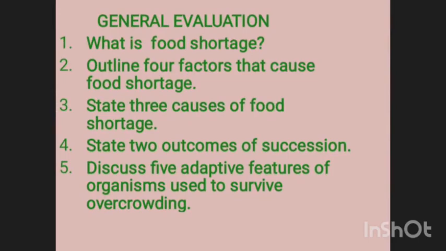We talked about the ecological section, looked at the types, looked at overcrowding, and looked at food shortage. Here we have questions for you. Number one, what is food shortage? Number two, outline four factors that cause food shortage. Number three, state three causes of food shortage. Number four, state two outcomes of succession. Number five, discuss five adaptive features of organisms used to survive overcrowding.